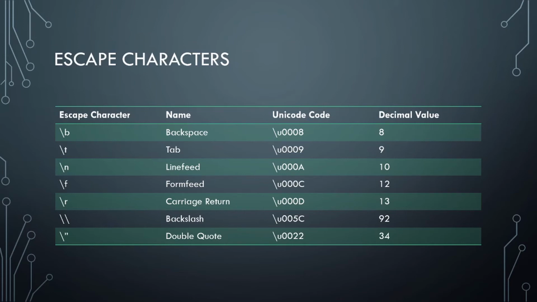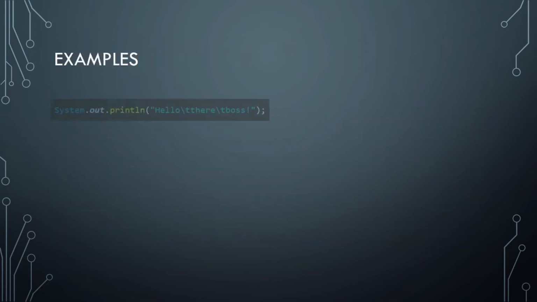So we're going to go over examples to help you with your boss and also your grandma. For your boss, he wants things really spaced out, so we're going to put in a couple of tabs. This says, "Hello there, boss." And if we put in the tabs, we get the end result of "Hello, tab, there, tab, boss."